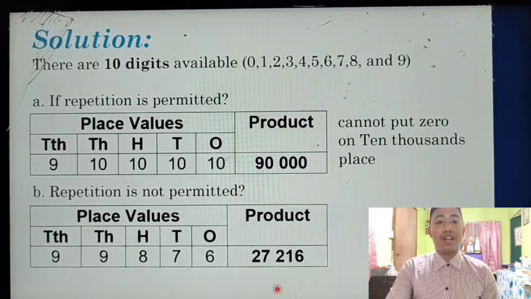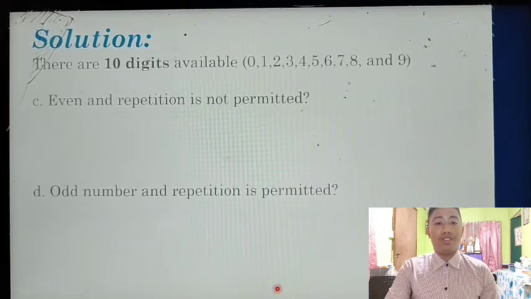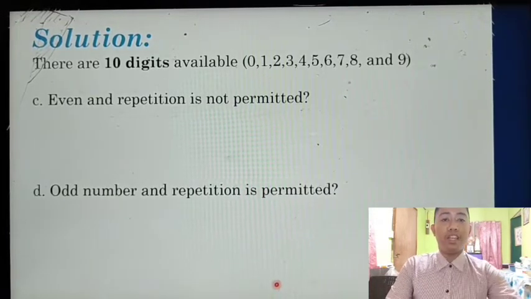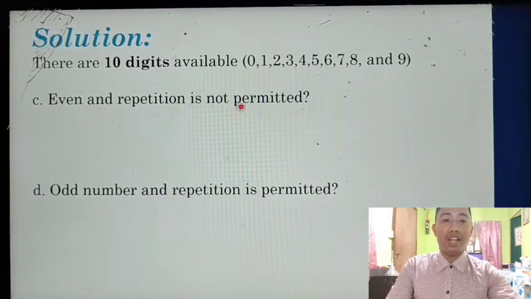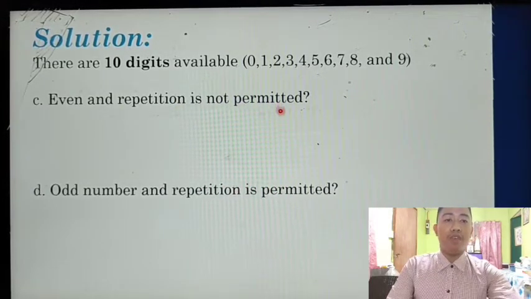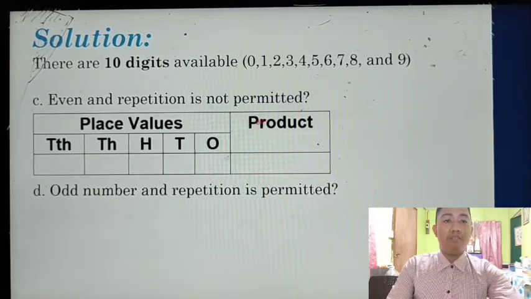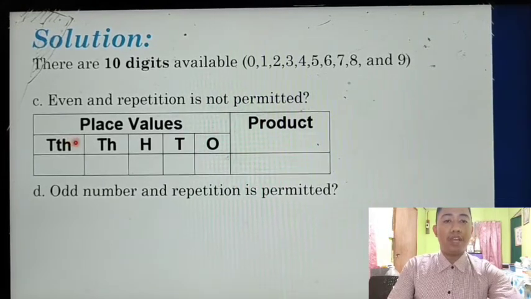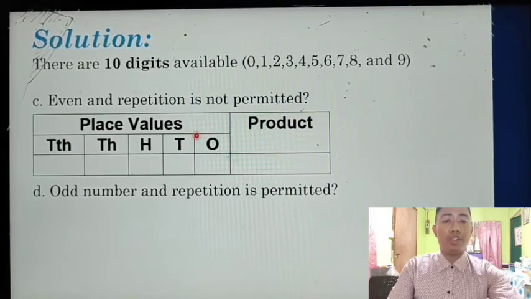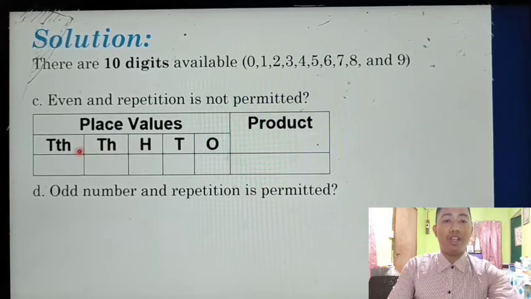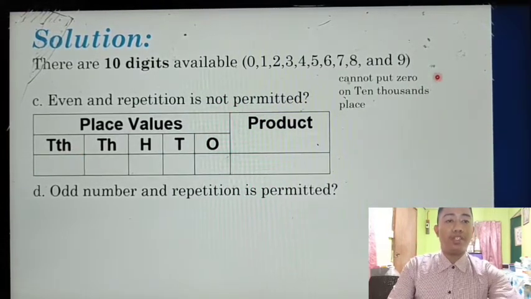Let us proceed to another set of problems. Letter C. What if it is even and repetition is not permitted? We use the same table again, and we analyze every place value and the number of possible choices that should be chosen in each. Let us start with the 10,000s place. We all know that we cannot put 0 on the 10,000s place, so except 0.